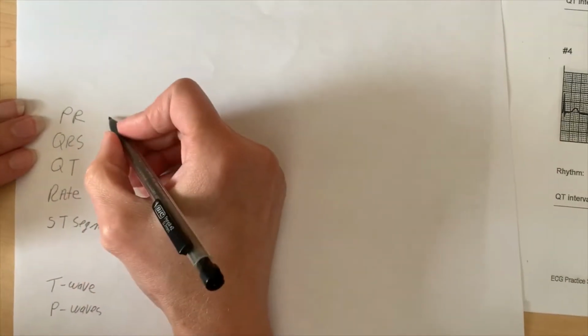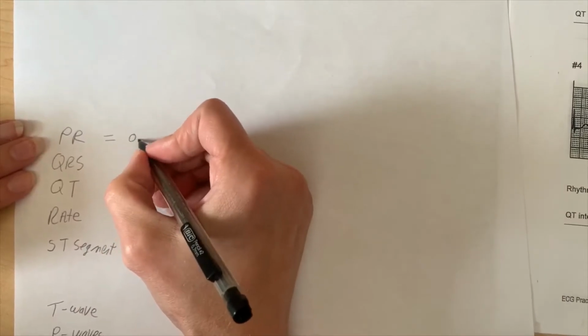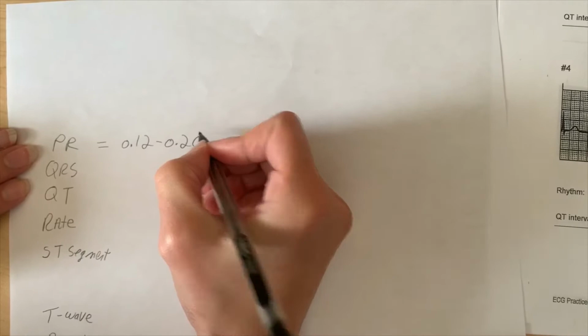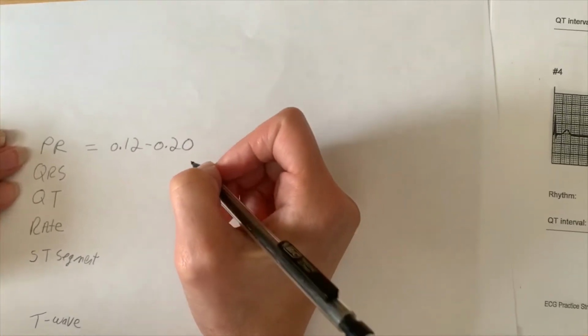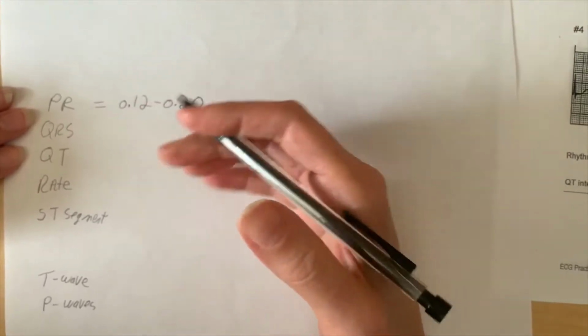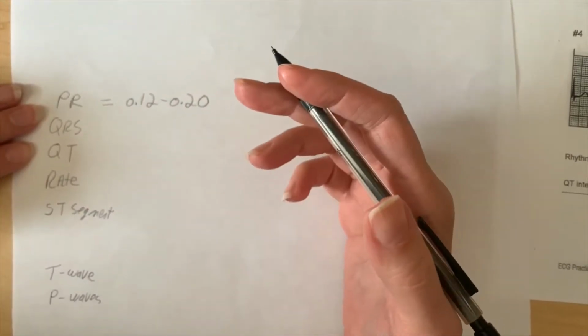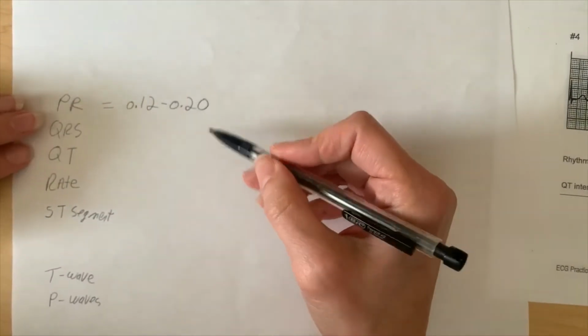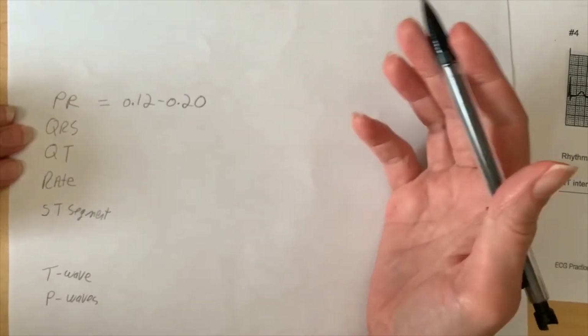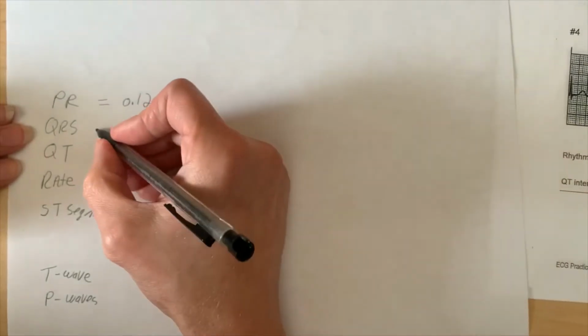So if we remember, a PR is meant to be 0.12 to 0.20. Now I know that in practice we try hard not to keep things in our heads, but there are certain things like normal vital signs that have to live in our heads, and if we're telenurses, normal measurements are one of the things that we need to keep in our head. We don't want to keep having to go back to reference.